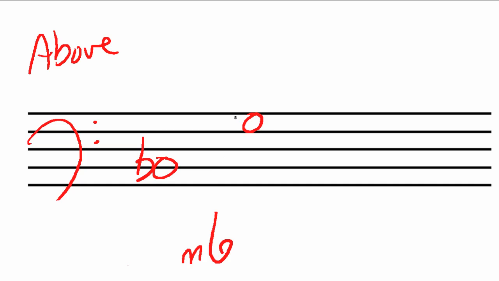Want to write a minor 6th above B flat. A 6th above B flat is G. In a B flat major scale, that is correct for a major 6th, but we need a minor 6th. We need to lower that a half step. So B flat to G flat is a minor interval.